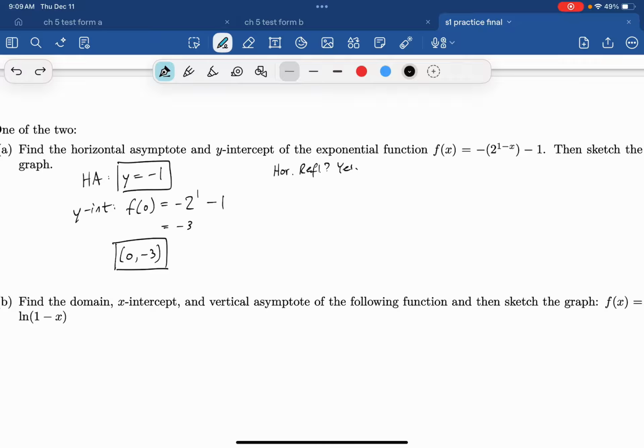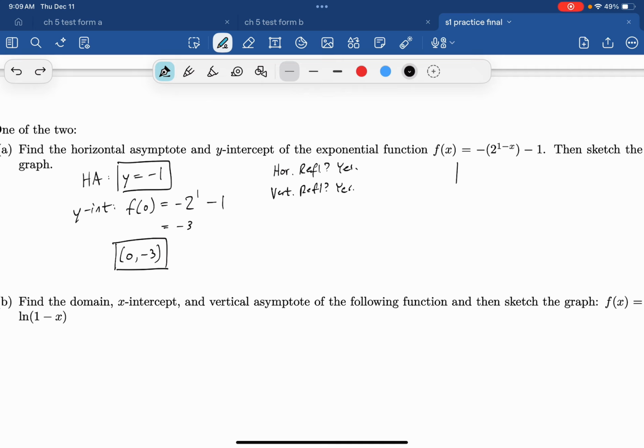Has there been a vertical reflection? The answer is also yes, because there is a minus sign in front of the entire exponent. That's all you need to look for in order to determine whether a horizontal reflection or a vertical reflection has happened. There is a vertical reflection because there's a minus sign right there in front of the base of the exponent. All right, and so now we are ready to graph.